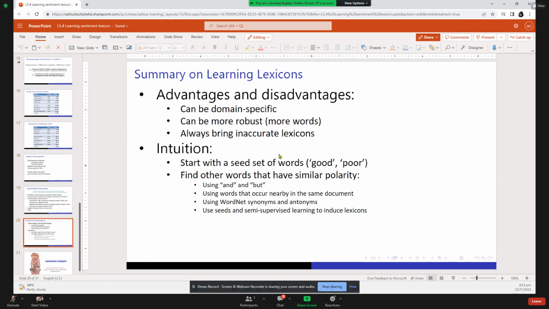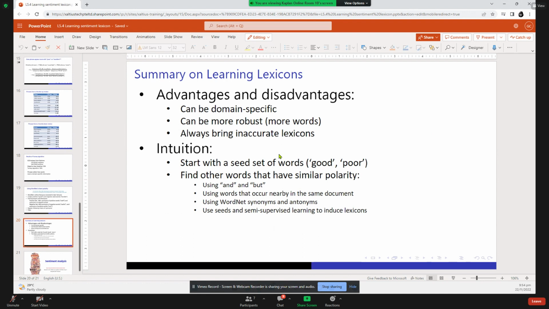And the intuition is that you start with a seed set of words, right? You say good, and then you find other words that have similar polarity. And this can be done using and and but. So if two words are joined using and, then they are similar. If they are joined using but, they are dissimilar. It can be done using words that occur nearby in the same document. You can define how near is nearby.